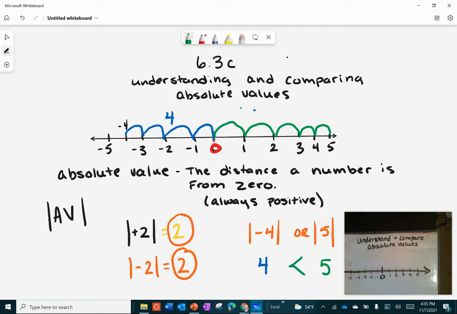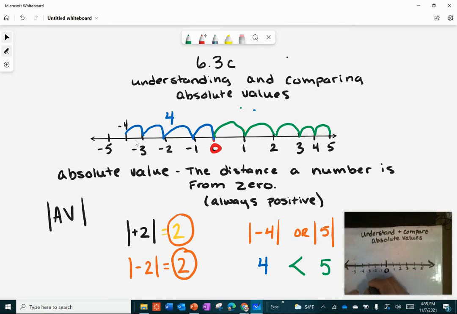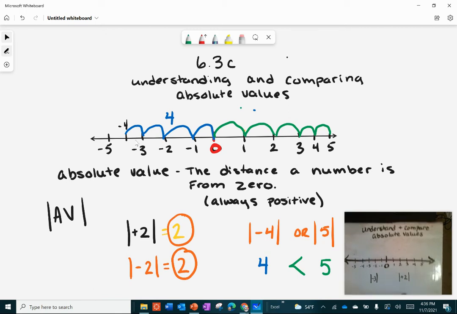All right, let's say, which one's more? I guess I'm going to go on the whiteboard. The absolute value of negative 3 or the absolute value of positive 2? If we weren't looking at absolute values, negative 3 is definitely less than positive 2. But is the absolute value of negative 3 less than the absolute value of 2?